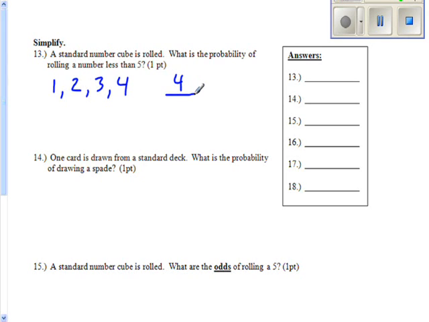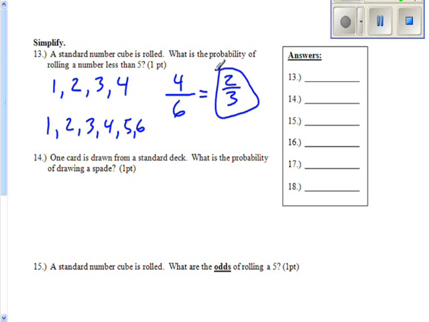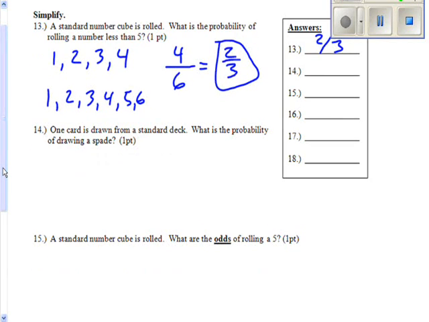Out of the total number, there's a total of 6 options on a number cube: 1, 2, 3, 4, 5, or 6. So that's 6 options, so it's 4 out of 6, which is 2/3. And that's it. Okay, simple probability because I'm only doing one thing.